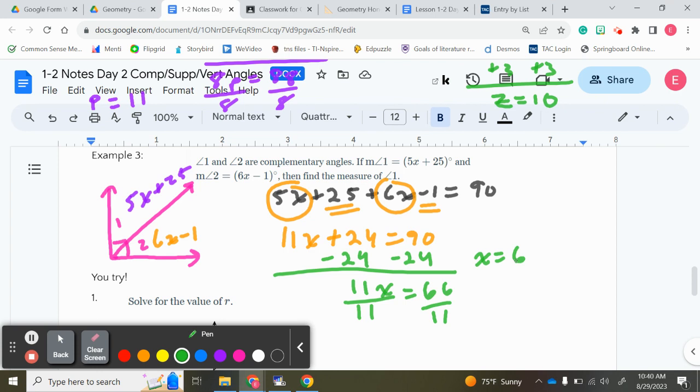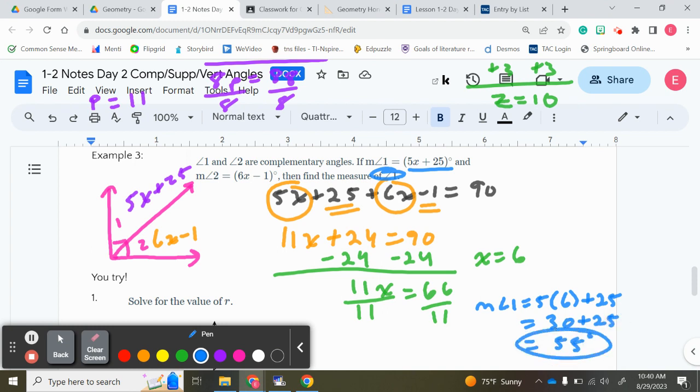They're asking us for the measure of angle 1. We have to find the measure of angle 1. And they told us it's this right here. So the measure of angle 1 is going to equal 5 times 6 plus 25. This leaves us with 30 plus 25, which gives us a total of 55 degrees. So there's your final answer.